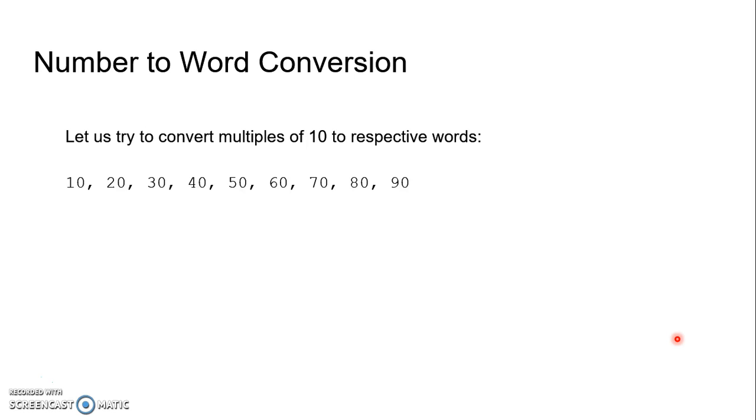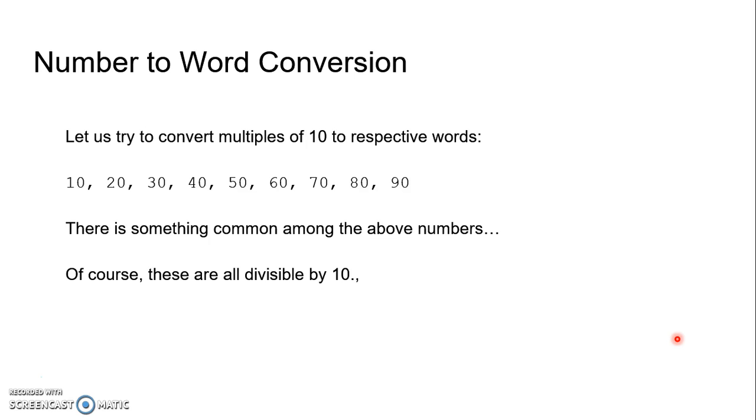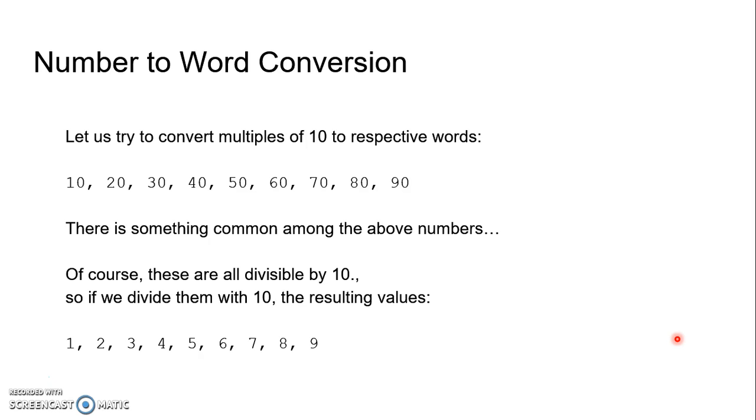So let us say we are trying to represent multiples of 10. These are the values 10, 20, 30, 40, 50, 60, 70, 80 and 90. These are nothing but multiples of 10, and there is something very common among all these numbers. As we just said, these are all multiples of 10, so of course, these are all divisible by 10. If we divide them by 10, the resulting values will become 1, 2, 3, 4, 5, 6, 7, 8 and 9.